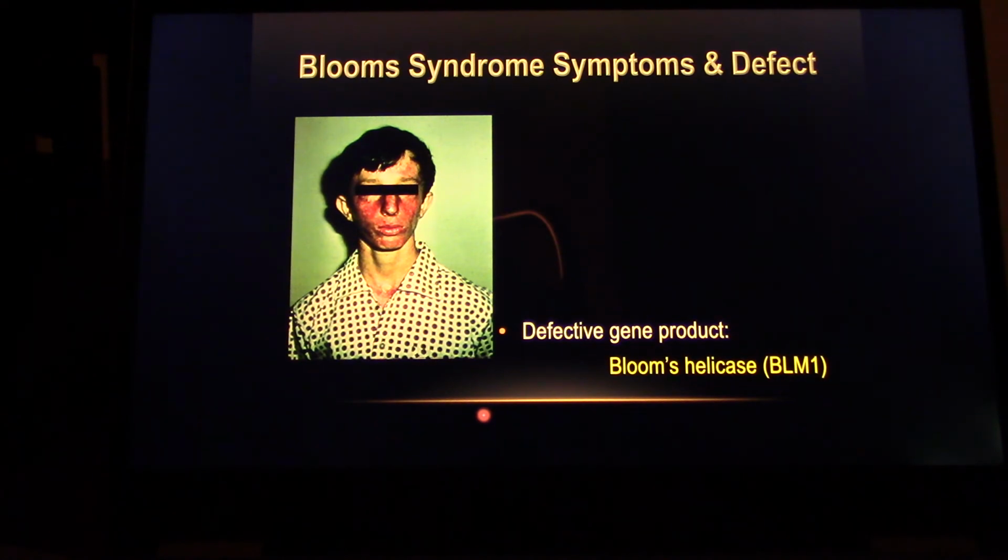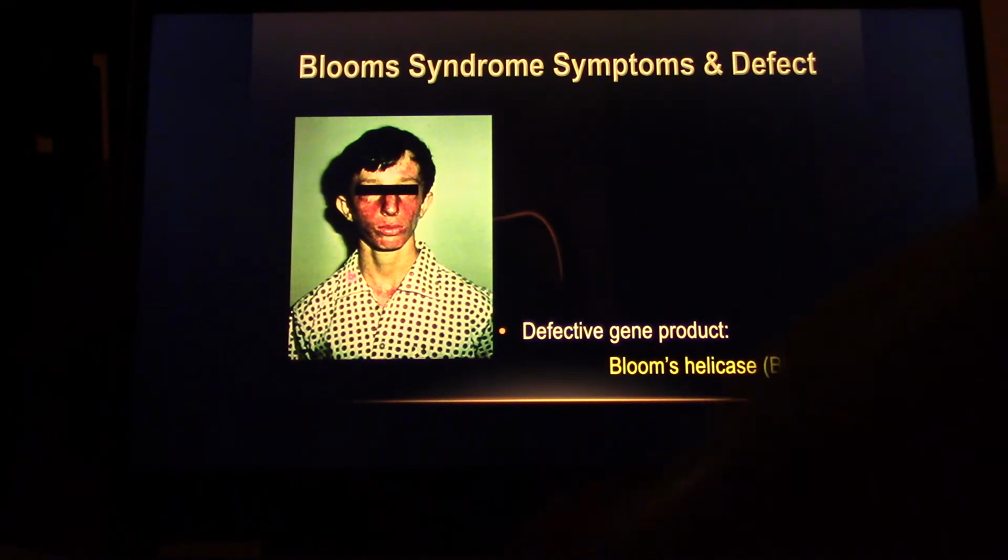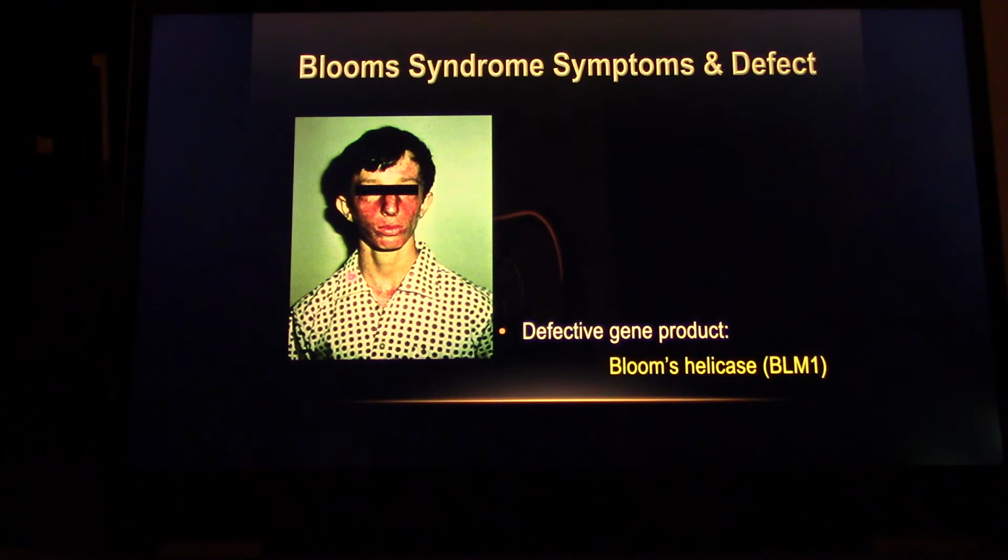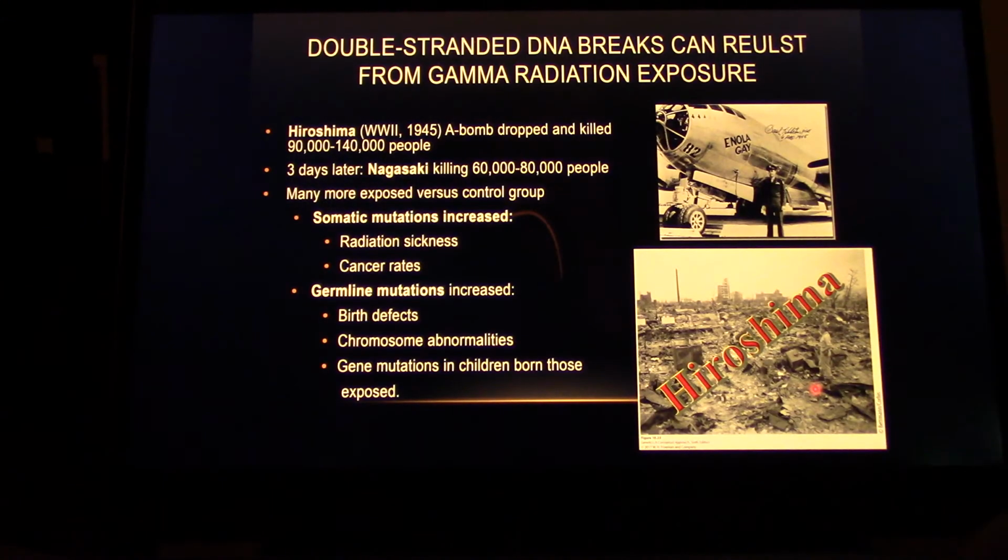If this young man here doesn't need to have an atomic bomb drop on him to end his life early, because he unfortunately suffers from what is called Bloom syndrome, and he's got a defect in a gene product called the Bloom's helicase, or BLM1, and that helicase is very important if you get damage that you would sustain from a blast such as this, where you get double strand breaks.